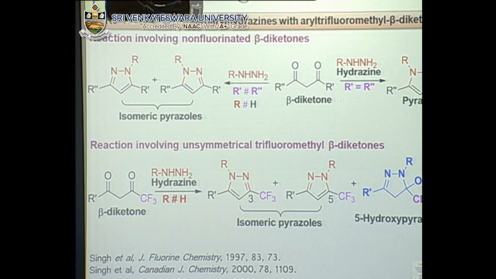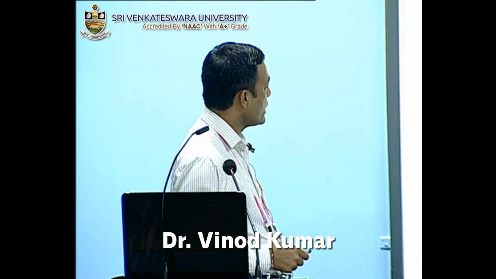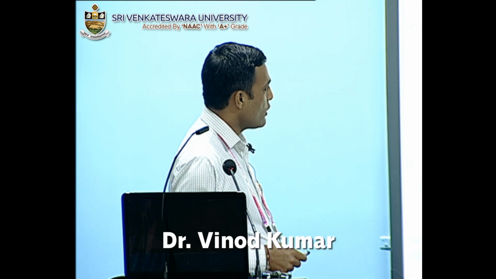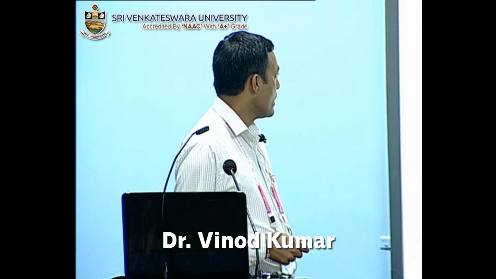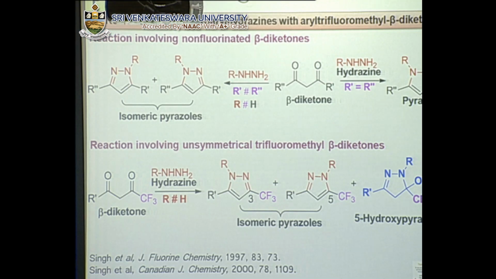Related to pyrazole, the first part involves the reaction of aryl or heteroaryl hydrazines with aryl trifluoromethyl beta diketones. The reaction of N-substituted hydrazine with beta diketones yields pyrazoles, and is one of the most common methods to prepare pyrazole compounds. The problem with this reaction is that in the case of unsymmetrical beta diketones, the reaction yields isomeric pyrazoles. However, the situation becomes somewhat different in the case of fluorinated beta diketones, where along with the isomeric pyrazole, we get the 5-hydroxypyrazoline.